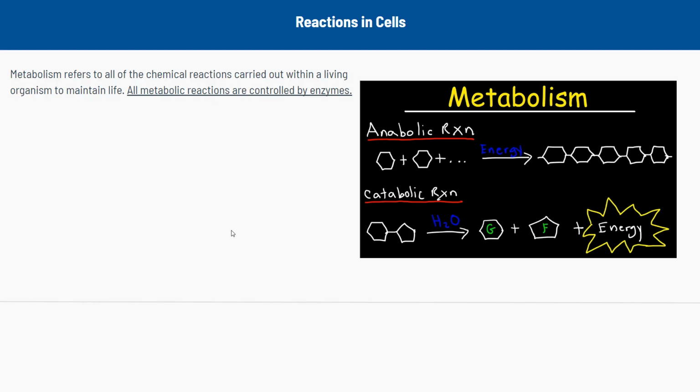Okay. So metabolism refers to all of the chemical reactions that are carried out within a living organism to maintain life. Metabolic reactions are controlled by enzymes. All metabolic reactions are controlled by enzymes. We're going to talk more about enzymes in the next lesson. There are two categories of metabolic reactions, anabolic and catabolic.